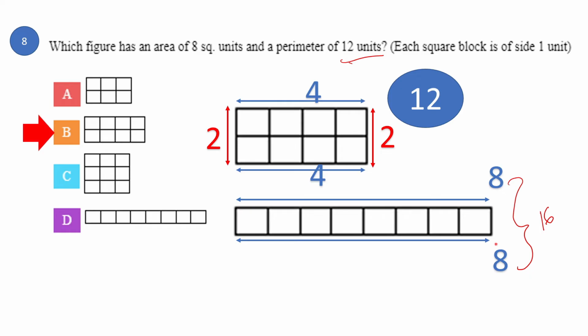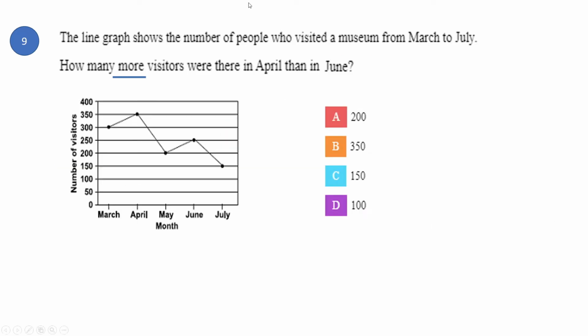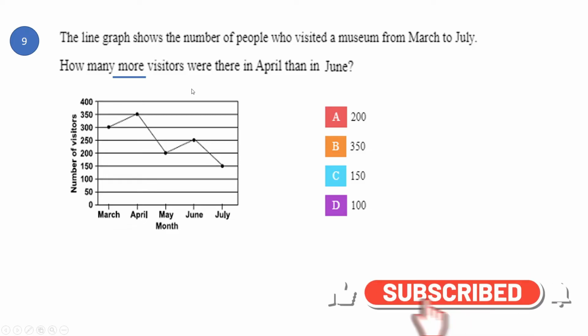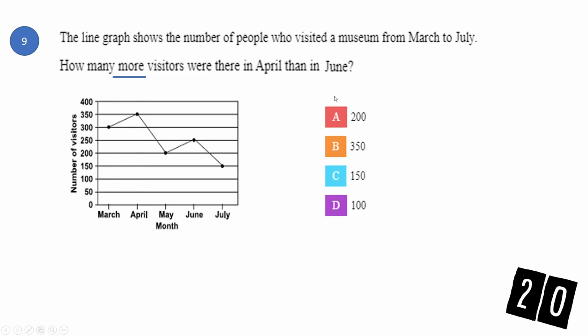Now let's go to our next question, which says, the line graph shows the number of people who visited a museum from March to July. Take help of this chart below. How many more visitors were there in April than in June? Here are your options. Your time starts now.